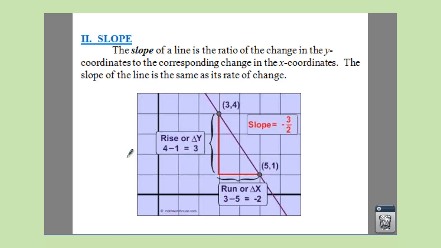So here we have slope, and slope of a line is going to be your ratio of the change in your y coordinates to your change in the x coordinates. You can tell, and this is like your rise over your run.